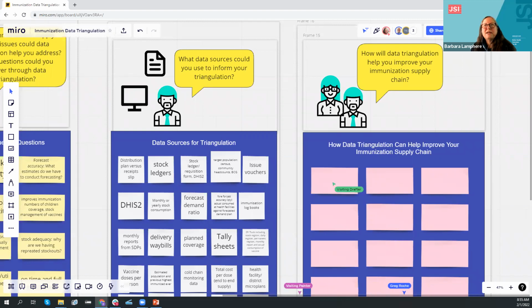And Timoteo, do you want to say about what benefits you've seen so far in Mozambique? Anything that you've seen as a benefit for immunization supply chain?